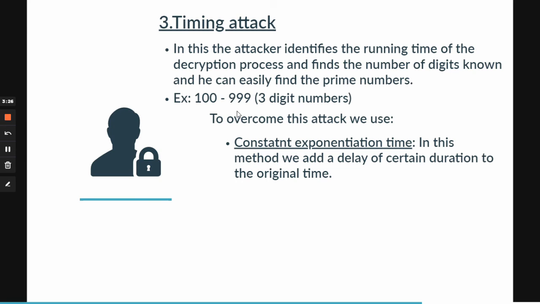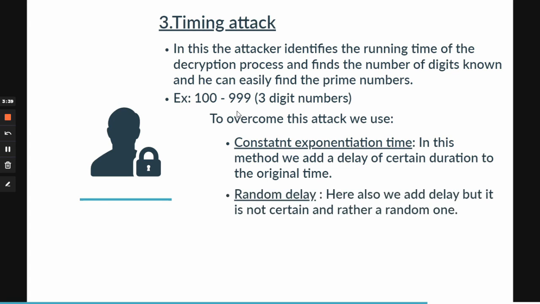Next one is random delay. It is the same as the previous one, but the delay is random. Whenever the RSA algorithm is run, the delay time will vary, which means a random delay is added, unlike the first method. The last method is blinding.